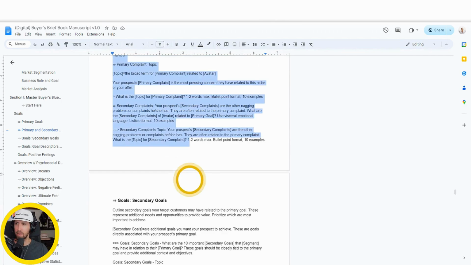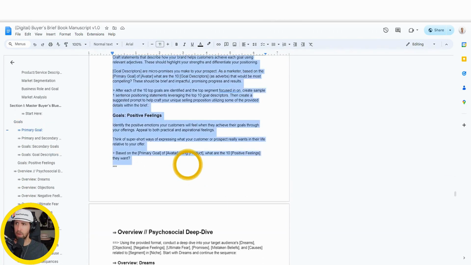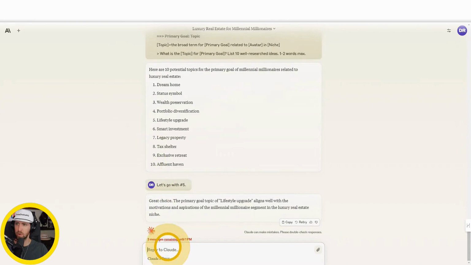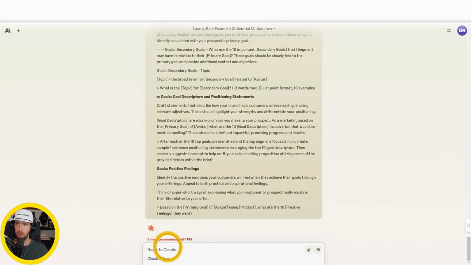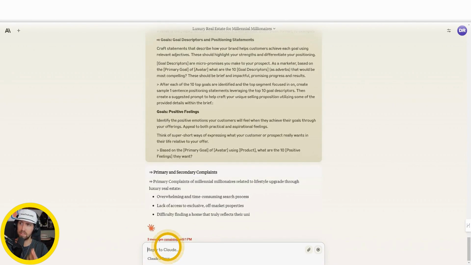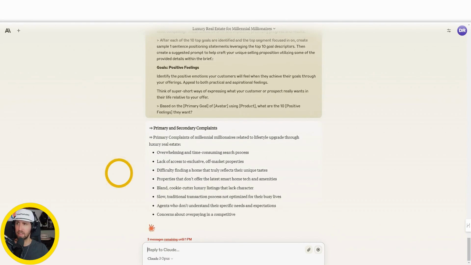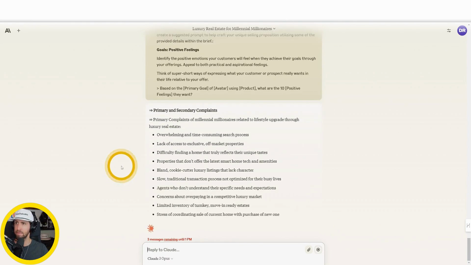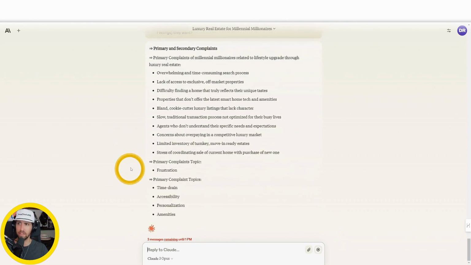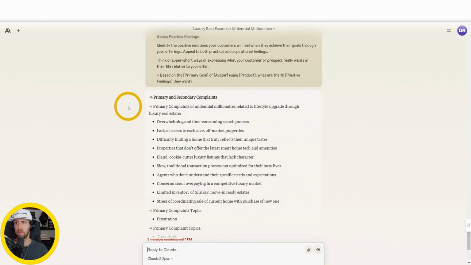And now that I've got the primary goal, I'm going to copy and paste the rest of my goals section in here. So I've got my goals, and now my number 1 goal. We can see it's moving on. It skipped over the goal topics. That's fine. We can always go back and edit it and ask it to give us more of those topics. But what we have here now, the complaints, right?